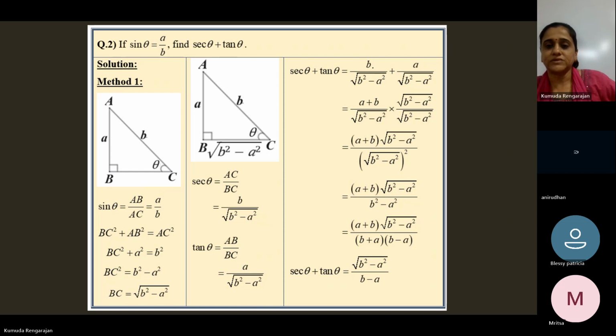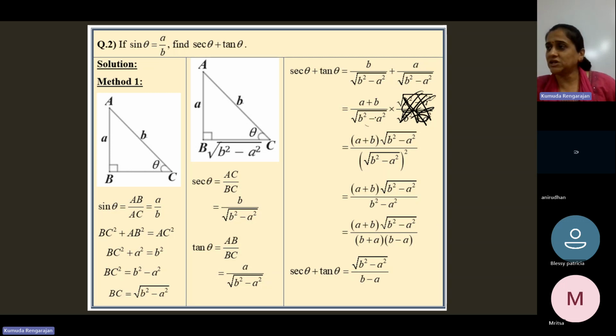So now when you add, what do you get? The common denominator is root of B square minus A square. In the numerator, you will get B plus A, or A plus B. The denominator is the same, no? Root of B square minus A square. So that's a common denominator. You'll get B plus A; I've written A plus B.